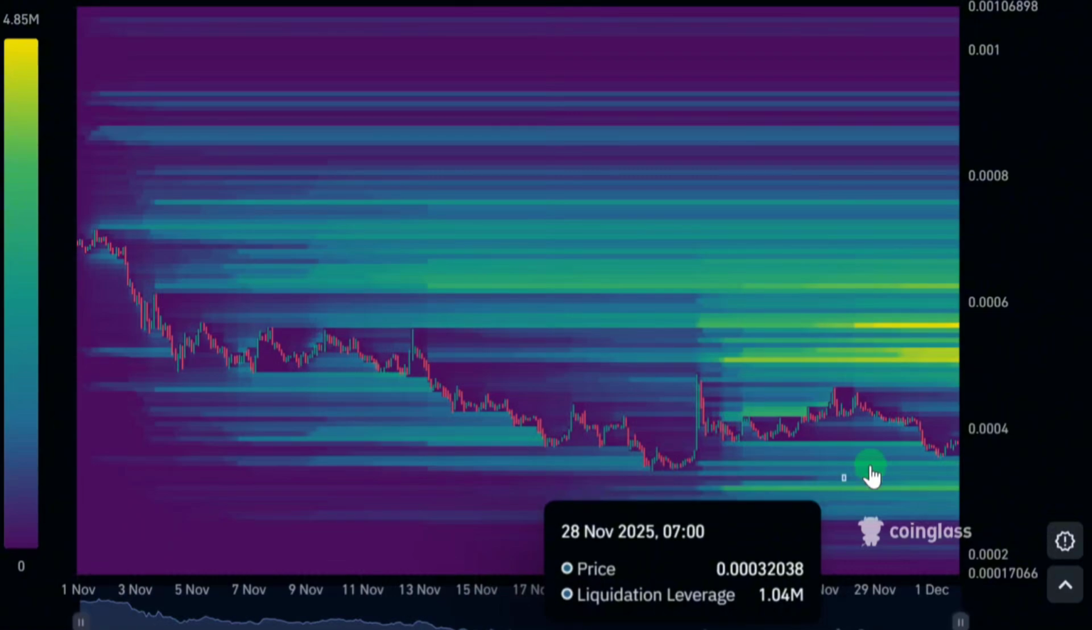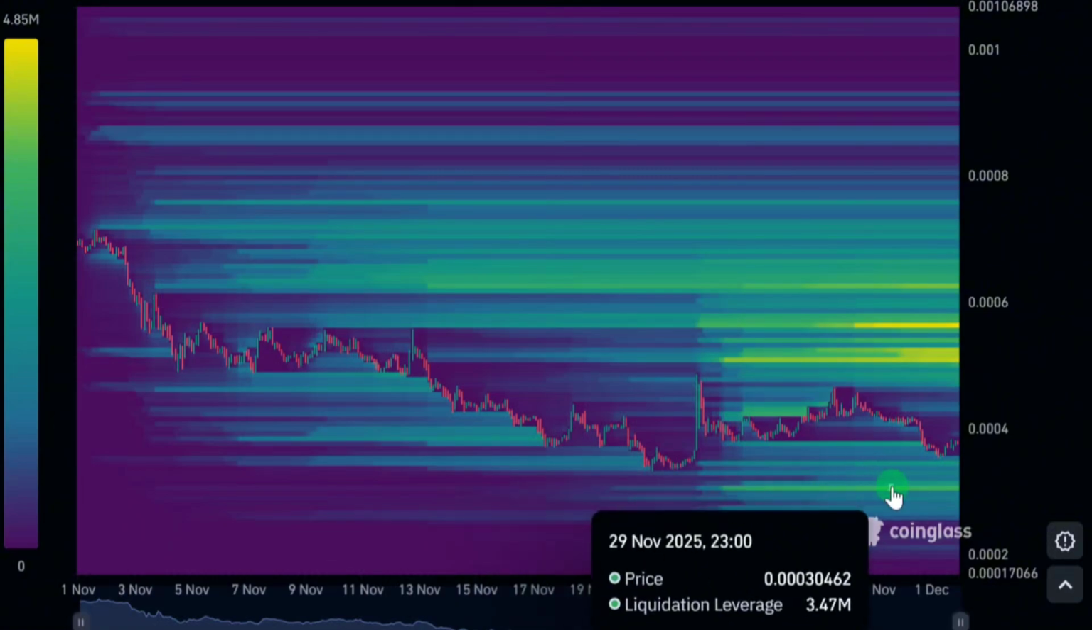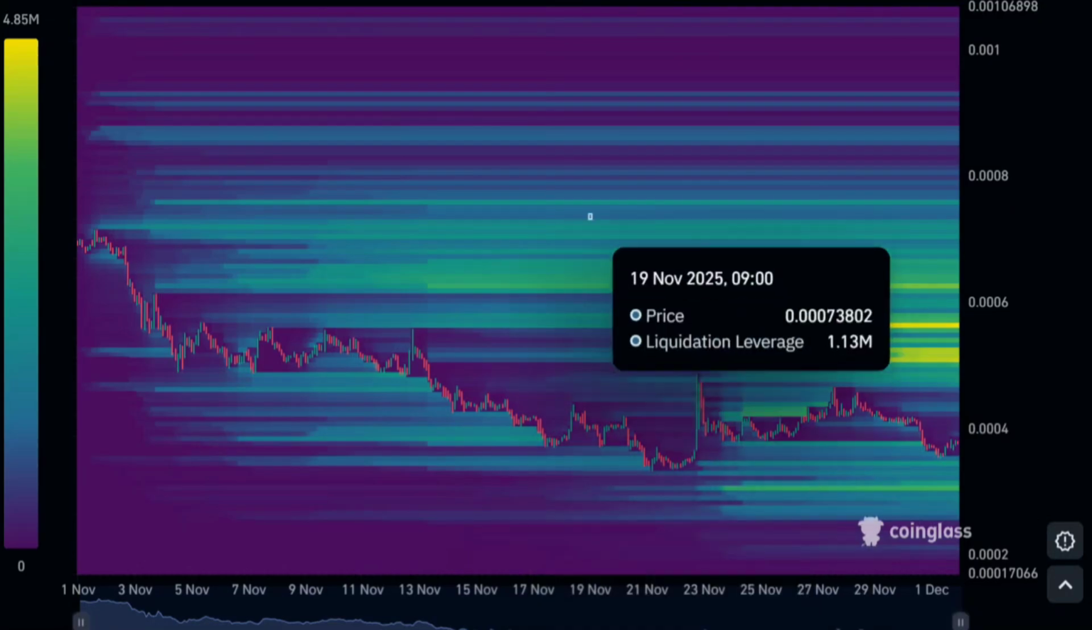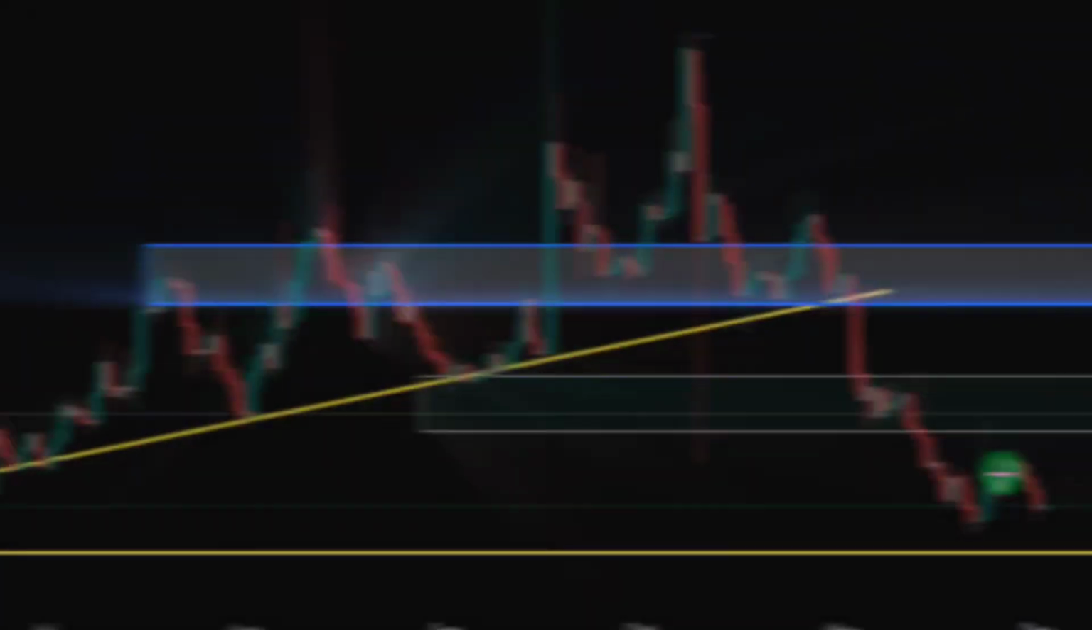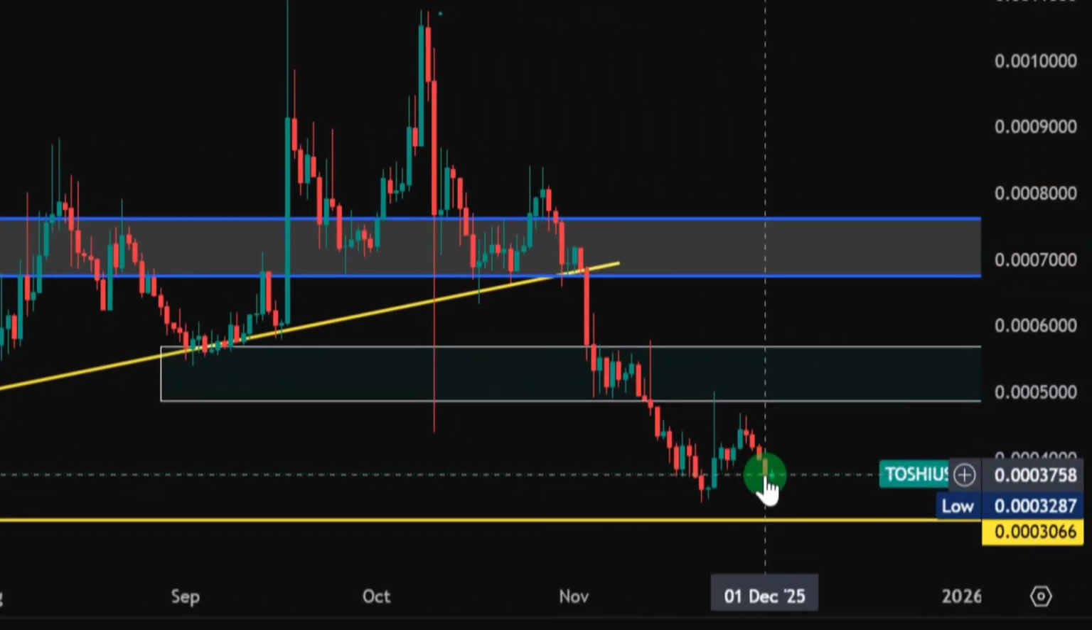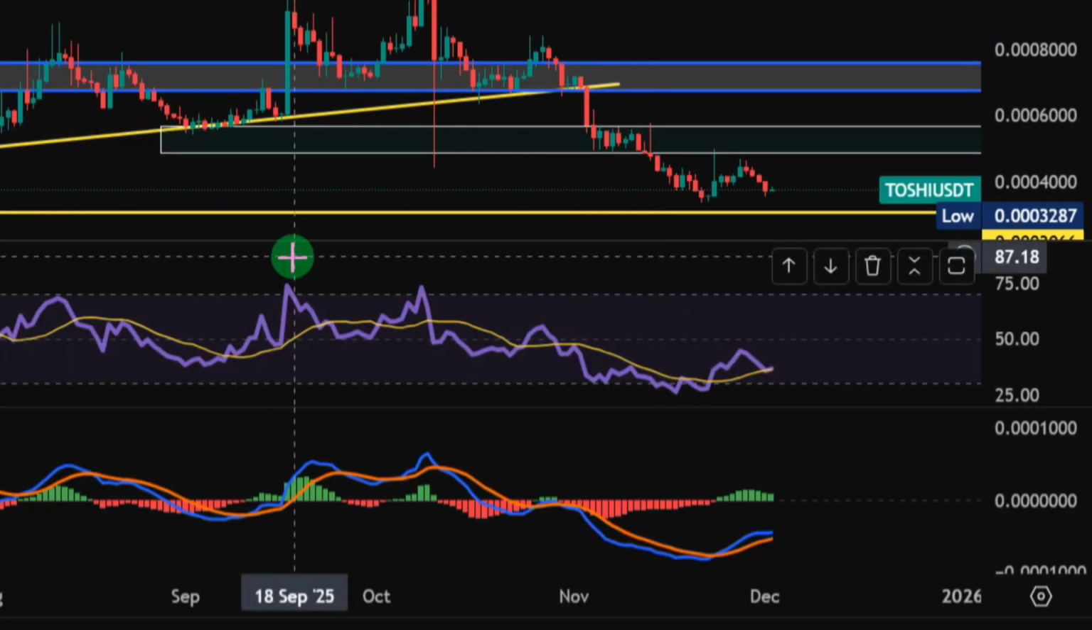Now we also have this cluster liquidity forming below the price of TOSHI, and also this heavy liquidity around the zone of 0.00030. We are currently looking at the daily time frame chart for TOSHI right now, and TOSHI is currently trading around the zone of 0.00037 as of the time of making this video right now.